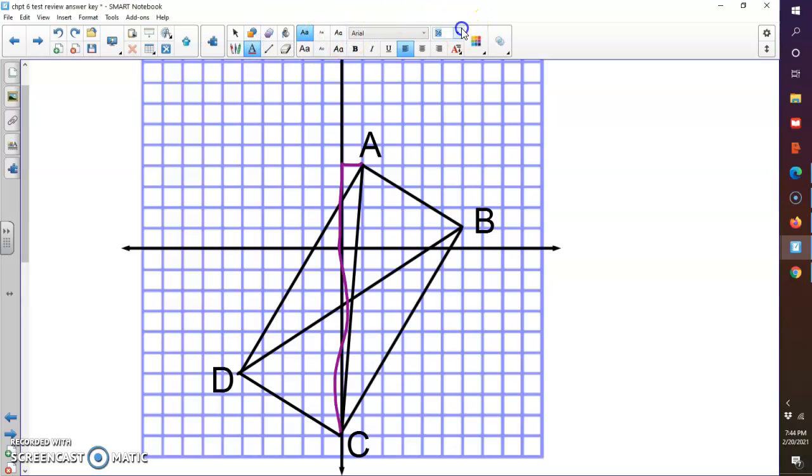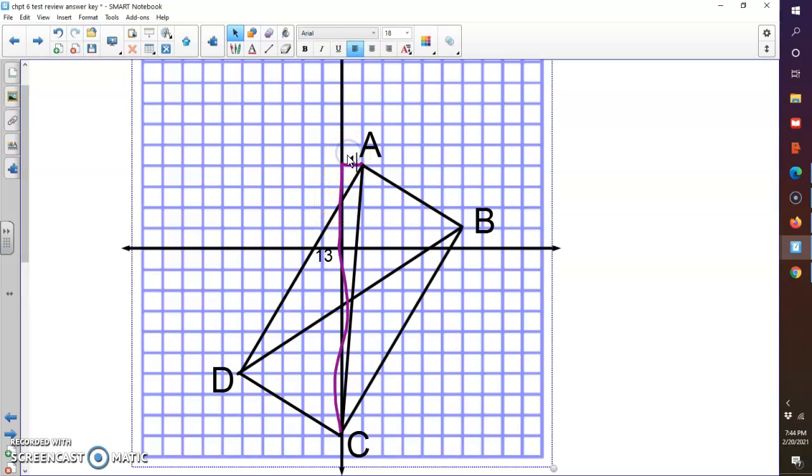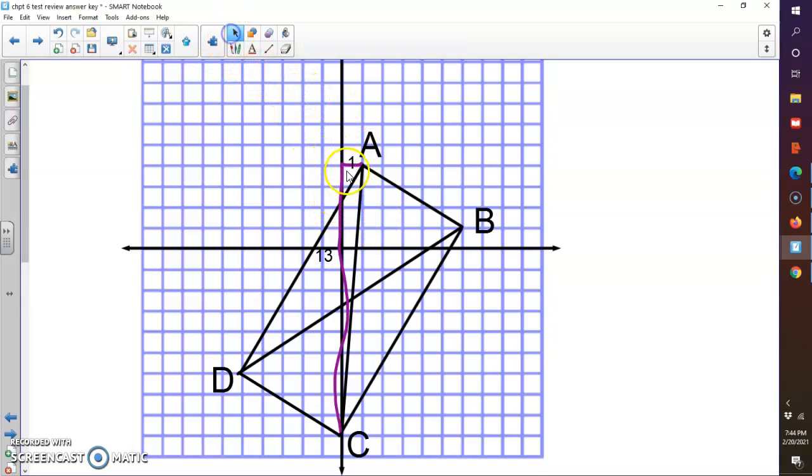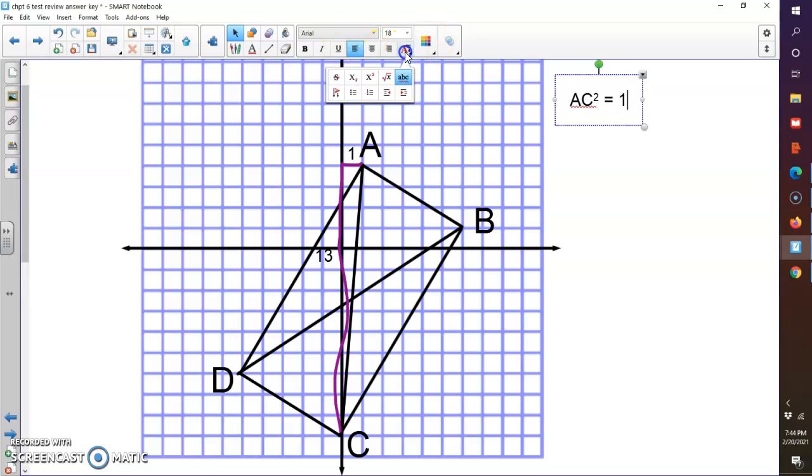Okay, and let me just make the numbers a little smaller here. So this line is 13 right here, and that essentially is referencing this line going straight up and down here. It's 13. And then it goes over 1. And I'm going to use the Pythagorean theorem to find the length of my diagonal. So AC squared, very similar to what we did on the first page of the review, is equal to 1 squared, adding that to 13 squared.